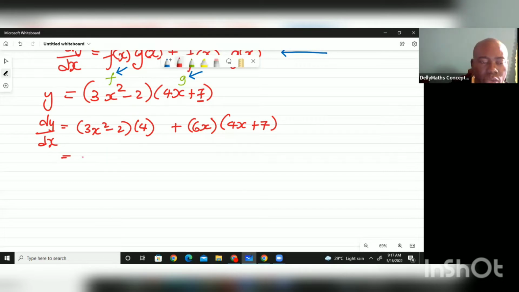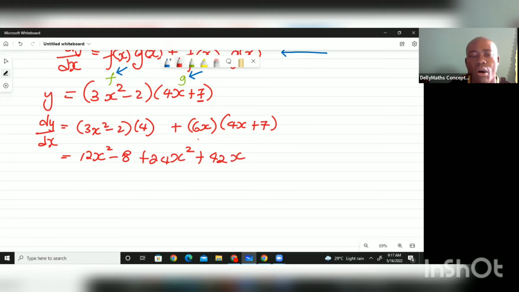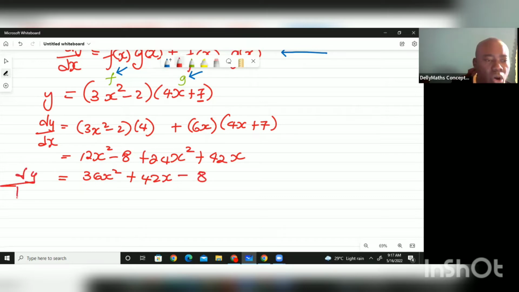So let me take another layer of it, let me distribute. 4 times 3, that is 12x squared minus 8x. And over here, we'll have positive 24x squared. 6x times 7 is positive 42x. And then now from there we could put together some more things. For example, 12x squared and the 24x squared will give us the 36x squared, and then positive 42x, and then minus 8x. All right, so we could hold on to that for now, dy/dx.